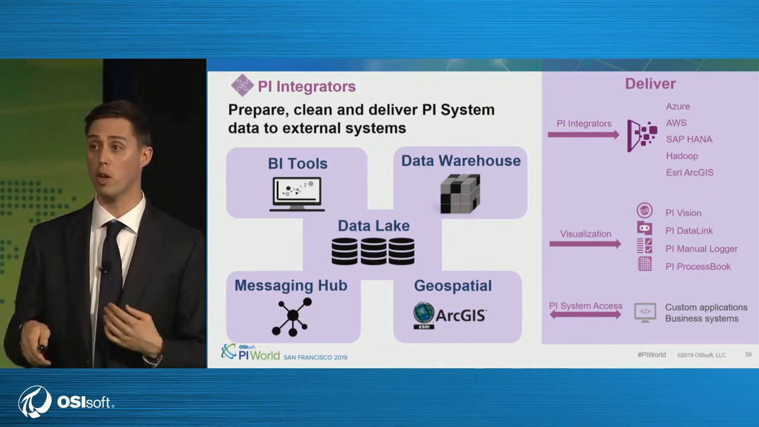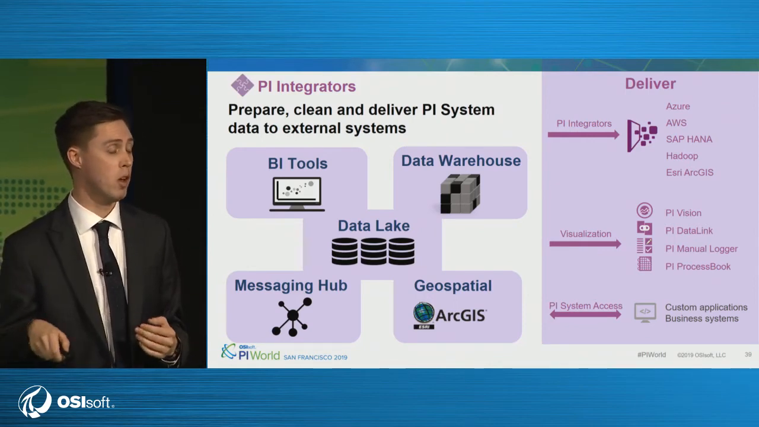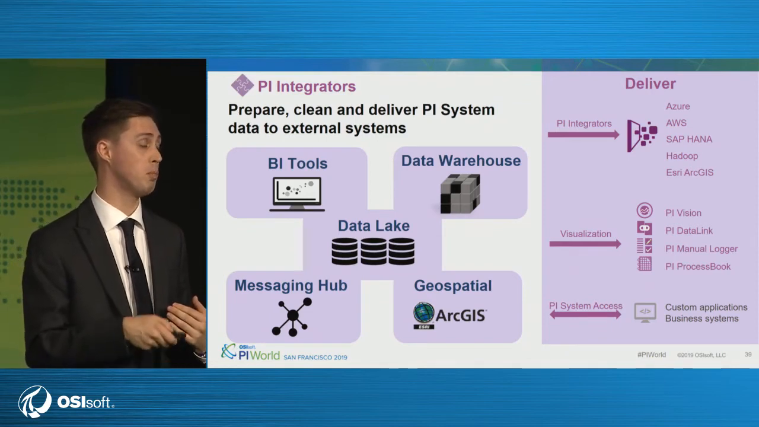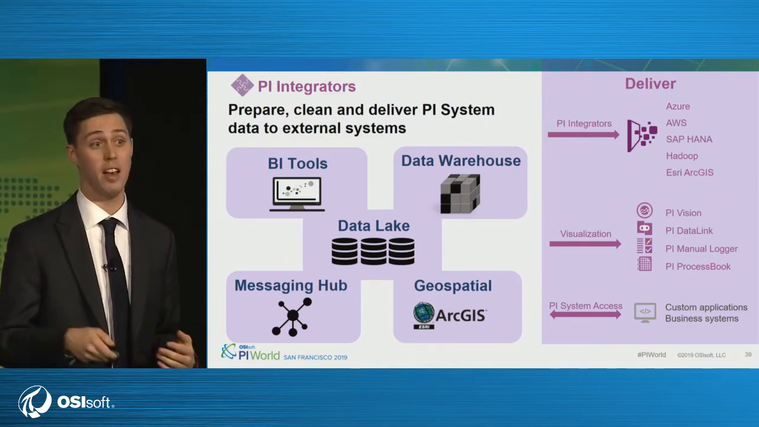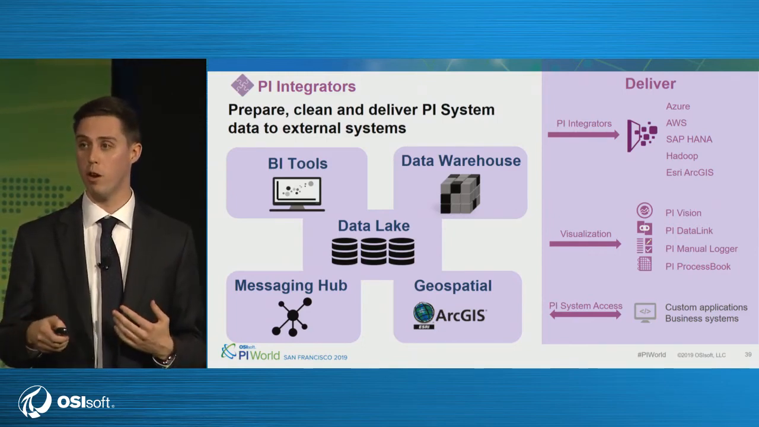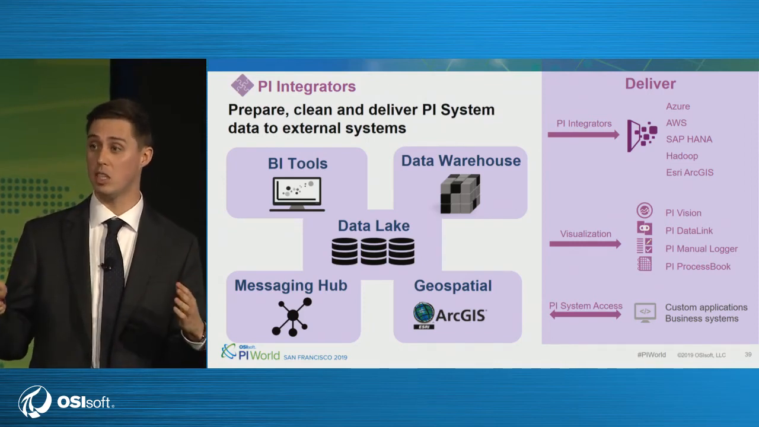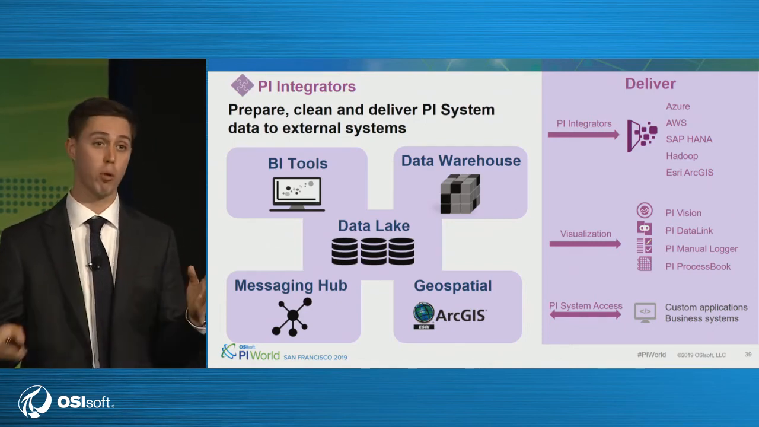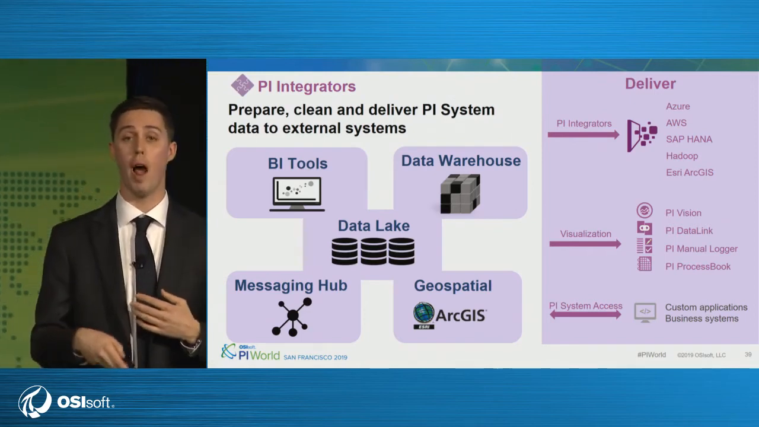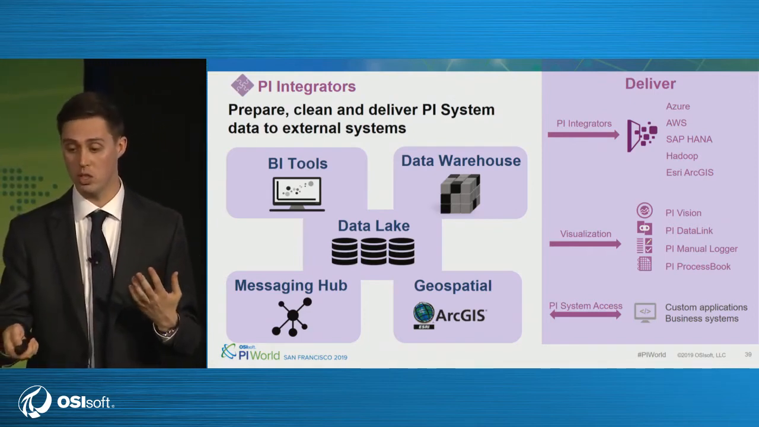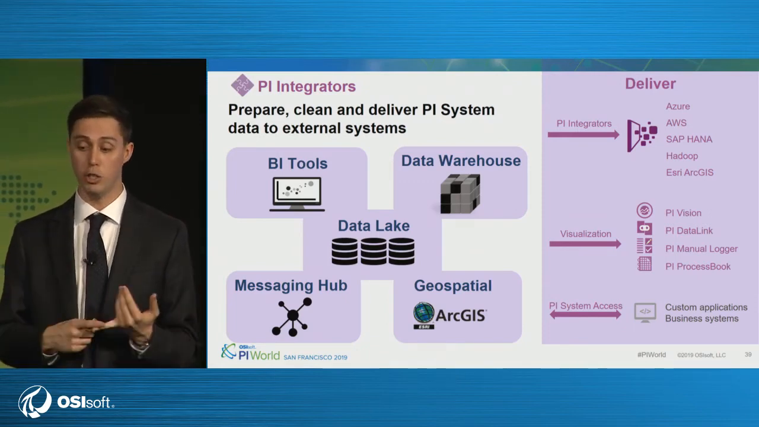And some of them are focused on the Pi integrators' preparation and cleaning of the data. So data preparation for a lot of these business intelligence initiatives is very lengthy and work intensive. So the integrators focus on making the data preparation fast and easy by cleaning up the data and exporting it in a row by column format or some type of streaming format to any number of destinations. Some listed here are data warehouses, data lakes, messaging hubs, and geospatial data.